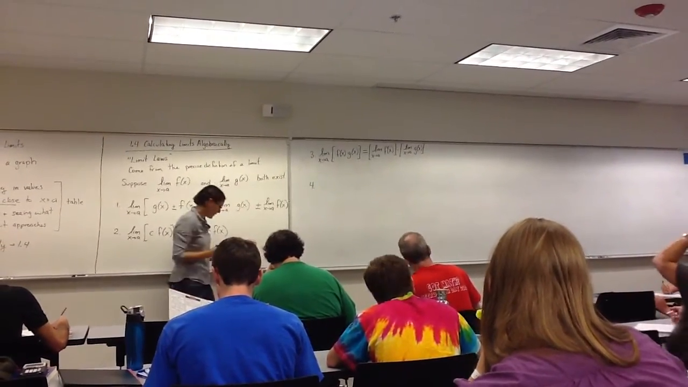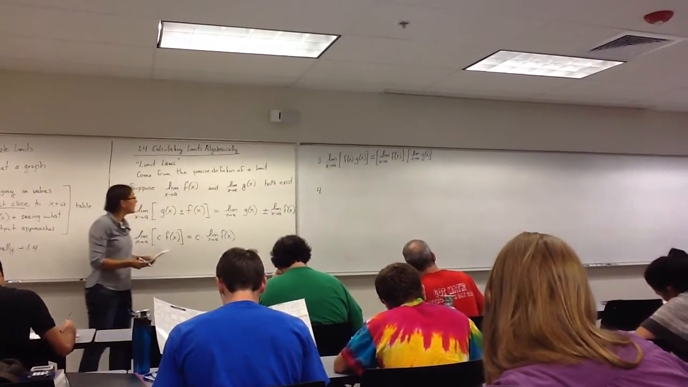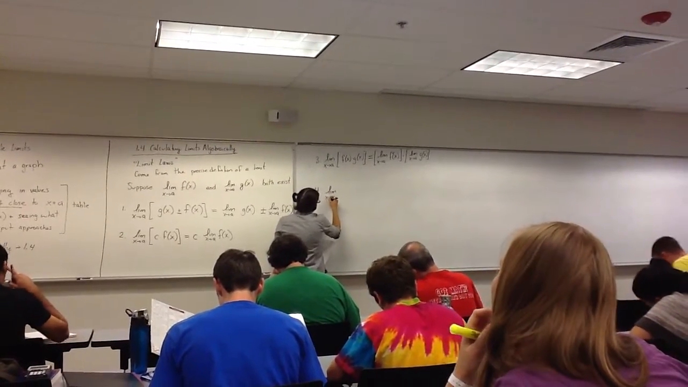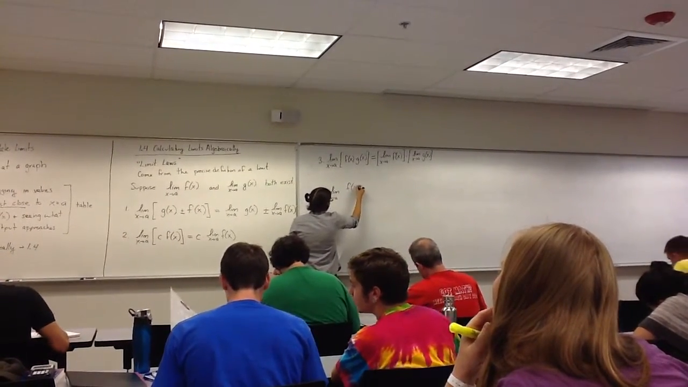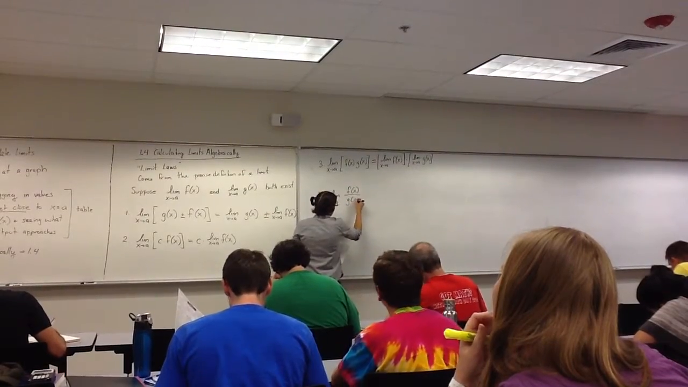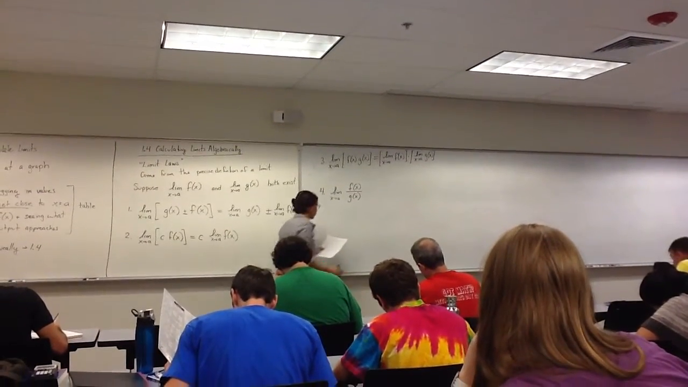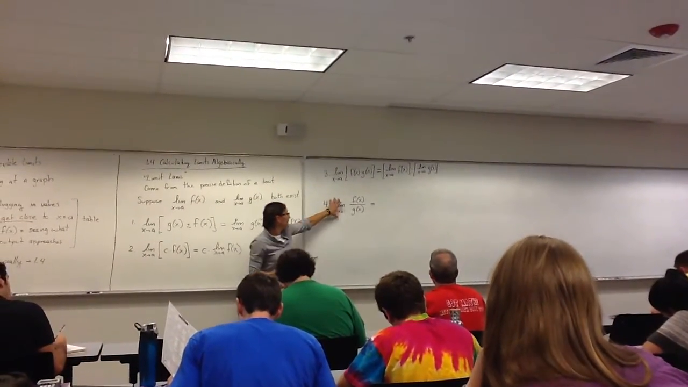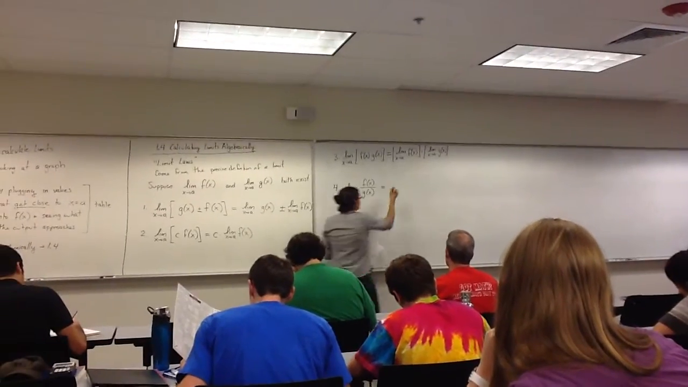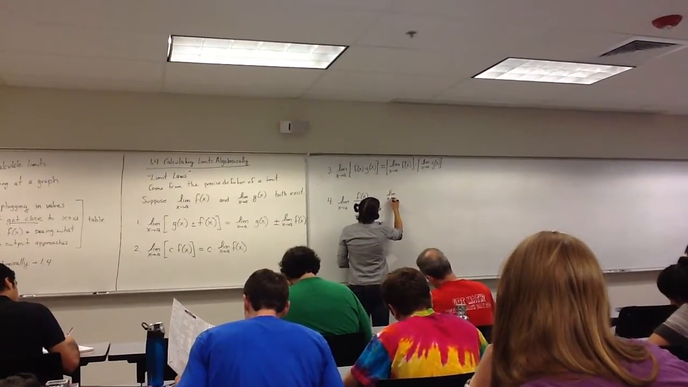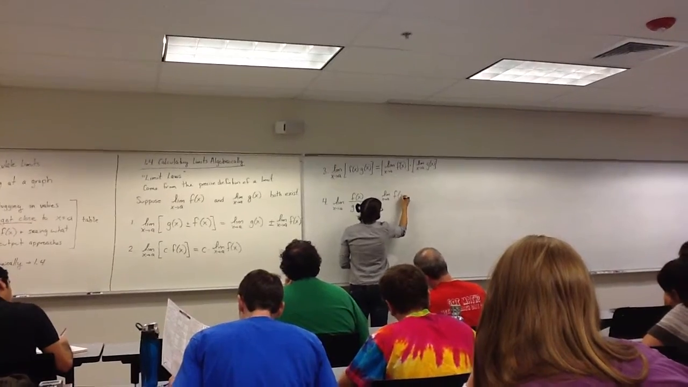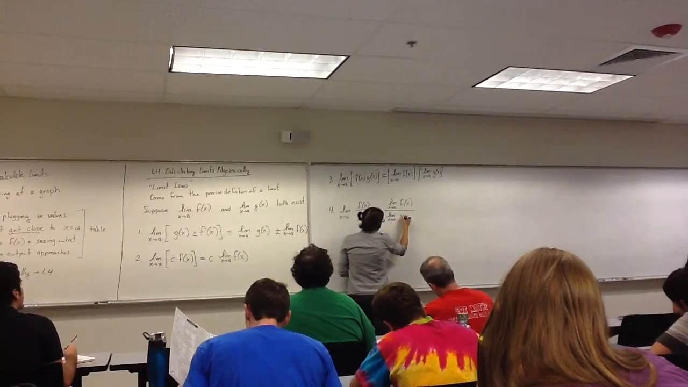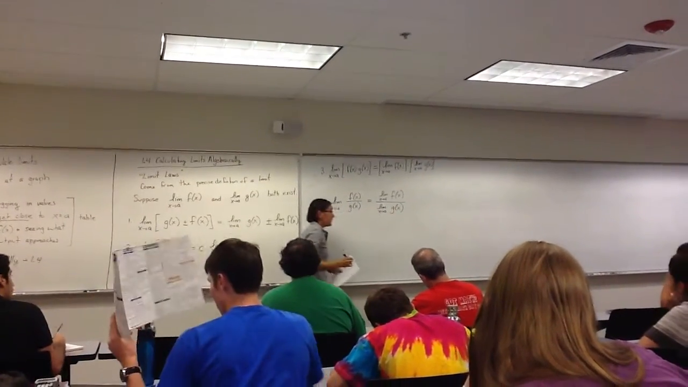All right, our fourth limit law, our fourth theorem that comes from the precise definition of the limit, says that the limit as x approaches a of f of x divided by g of x is equal to, well, I can put that limit symbol on the top and the bottom, the limit as x approaches a of f of x divided by the limit as x approaches a of g of x.